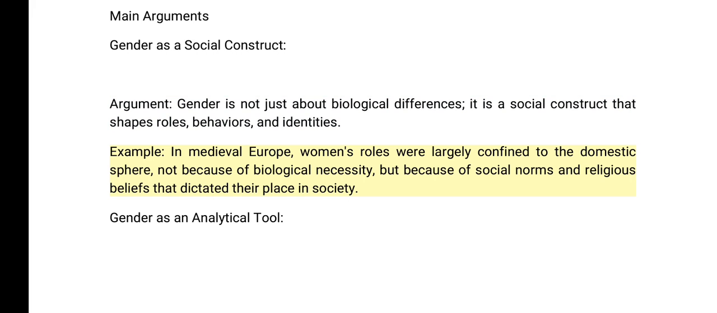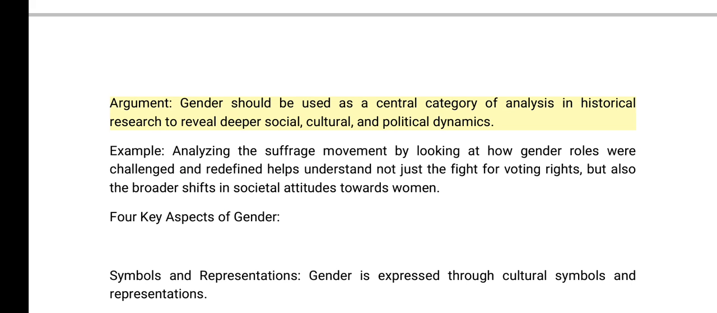Example: in medieval Europe, women's roles were largely confined to the domestic sphere, not because of biological necessity, but because of social norms and religious beliefs that dictated their place in society. Gender as an analytical tool. Argument: gender should be used as a central category of analysis in historical research to reveal deeper social, cultural, and political dynamics. Example: analyzing the suffrage movement by looking at how gender roles were challenged and redefined helps understand not just the fight for voting rights, but also the broader shifts in societal attitudes towards women.